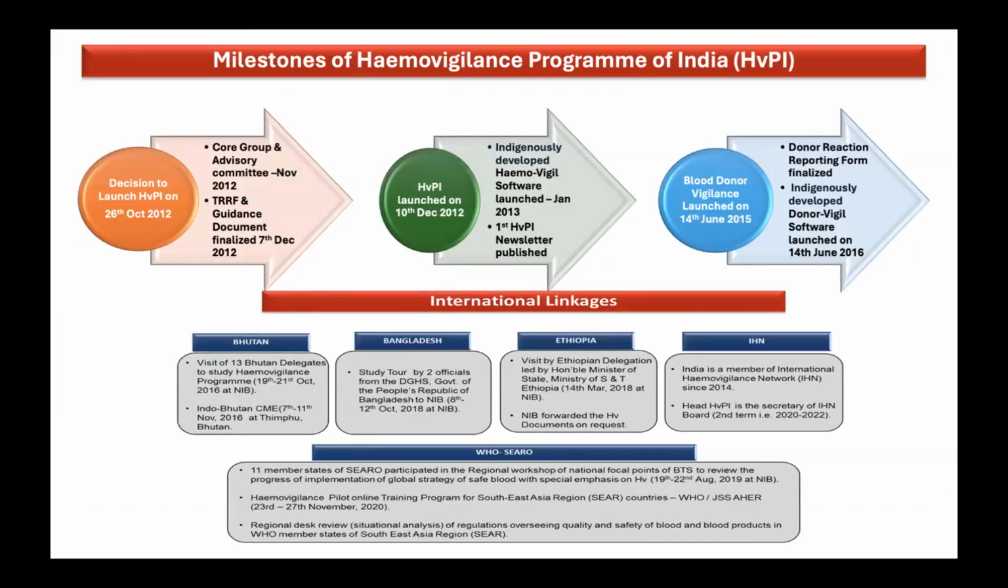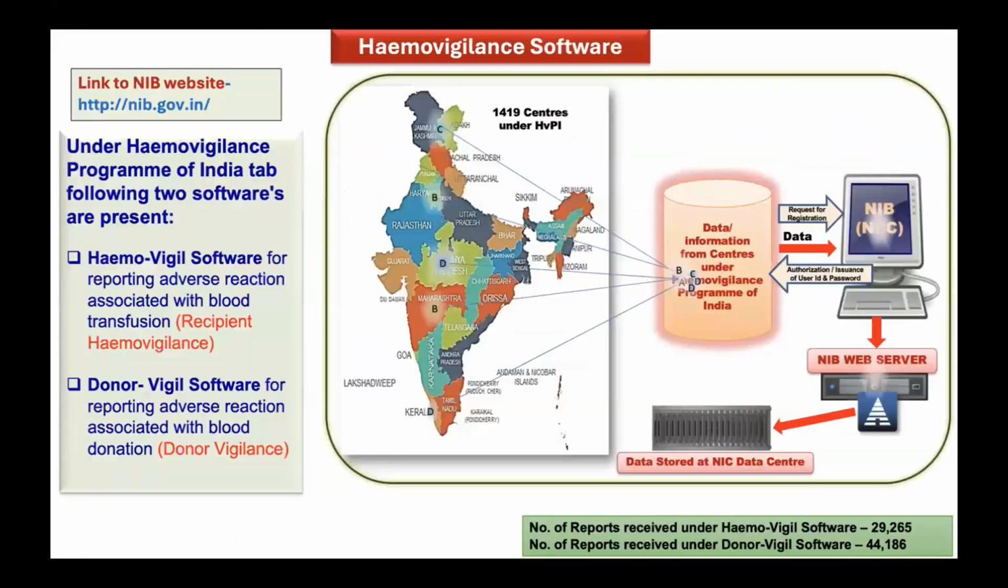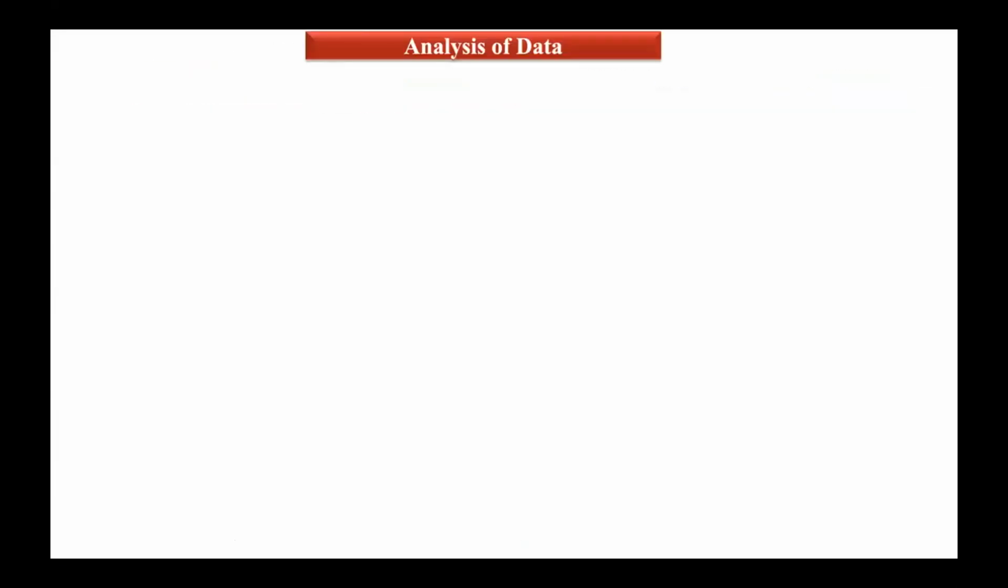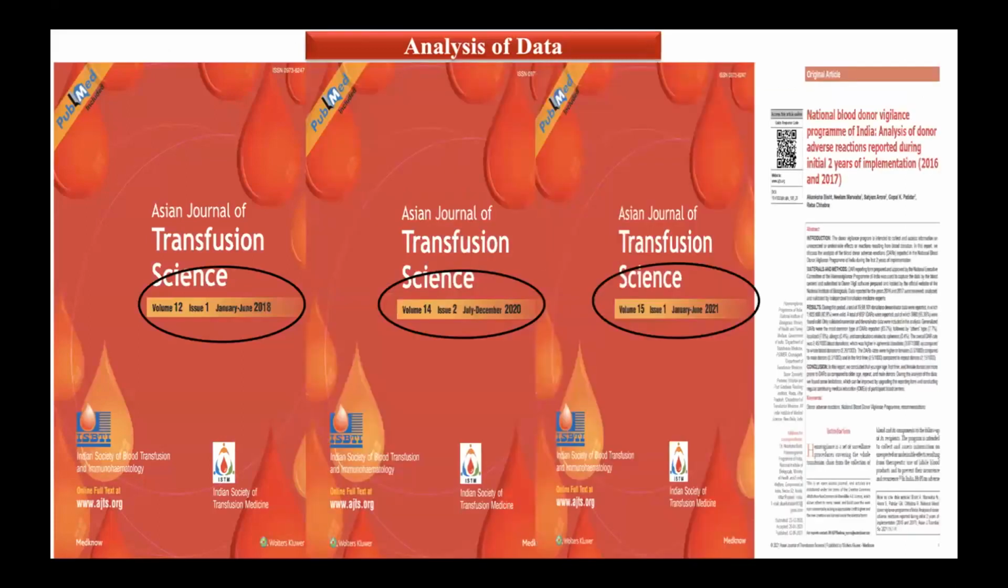As milestones, in 2012 we had the recipient part, and in 2015 we had the donor part, and then there were a lot of international linkages made by this program. This was a software which was made, and we used to report to it, and the data goes to the NIC server. These are the templates of the forms to report our donor reaction or recipient reaction. A lot of data has come out from the national program, which has given our own data to support the national policies.